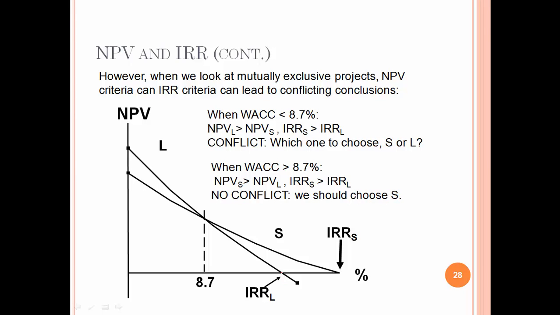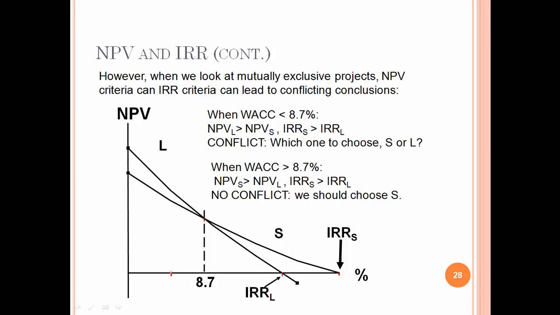Remember, the IRR of project L is here, and the IRR for project S is here. There's no doubt that the IRR for project S is greater than the IRR of project L, which seems to suggest that project S is always better than project L. But if we look at NPV, we may have a different story. For example, if WACC is 5%, lower than 8.7%, and 8.7% would be what we call the crossover point, where project L and project S have the same NPV.